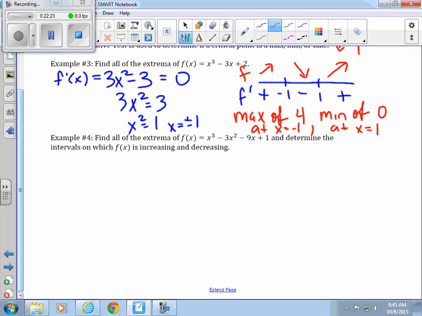Almost everything else AP will grade any kind of work, but on justification with maxes and mins, they will not grade a sign chart. I think they quit in about 2005. They used to grade sign charts, but they won't anymore. So, just random. I want to get updates on what they change every year.